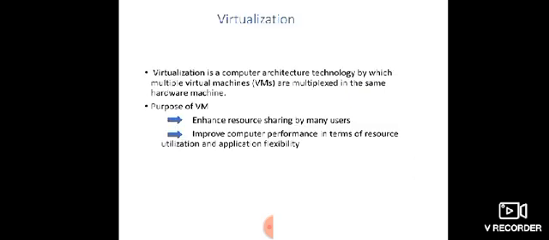So what is virtualization? As we all know, by the word virtual, we are creating something imaginary. Virtualization is a computer architecture technology where we have multiple virtual machines and we multiplex them in the same hardware machine. What is the purpose of a virtual machine? Why do we go for virtual machines? By having virtual machines, we can share the resources among many users very effectively. By doing this, we can improve the computer performance in terms of resource utilization and application flexibility.